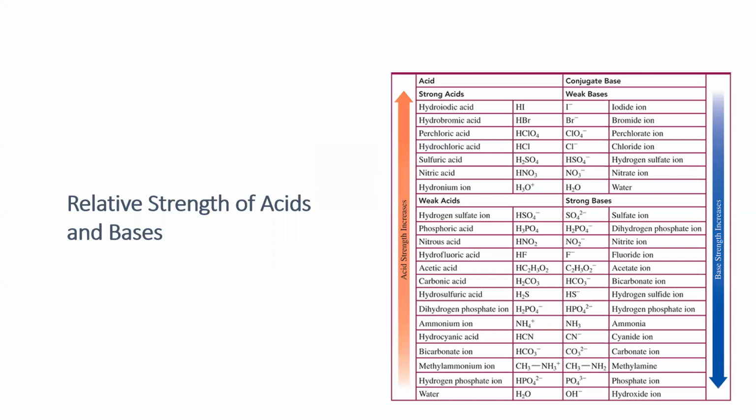Let's talk about the relative strength of some different acids and bases. So again, some are categorized in the strong acid category and weak base category, and those are related as the acid and conjugate base. And then some are categorized as weak acids, and when they form their conjugate base, it would be a strong base because those two are reciprocally related. So in this experiment, we're going to be using acetic acid, which is a weak acid.